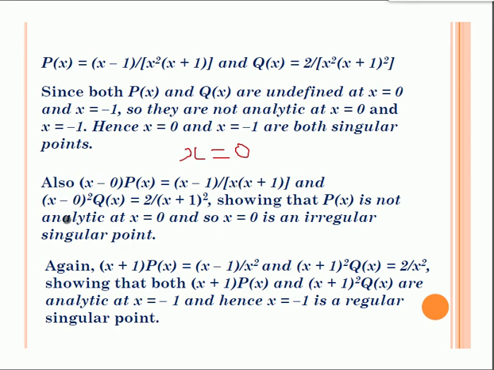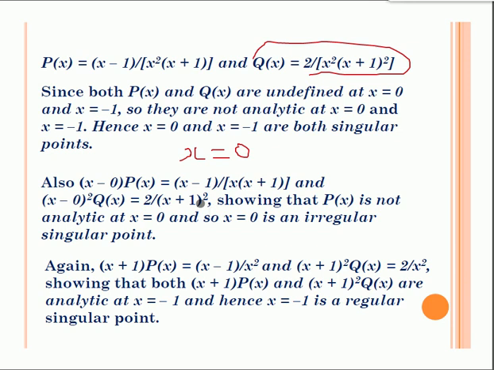Then even if we check the other one also: x minus x naught whole square, that is x square, into q of x. The x square in this term and the x square in the denominator of q of x will multiply and cancel each other. Now put x equal to 0. This term is non-zero: 0 plus 1 whole square is 1, so 2 by 1 is 2. It is not undefined and does not go to infinity. It is a finite value, 2.